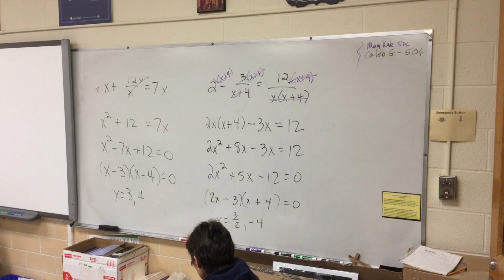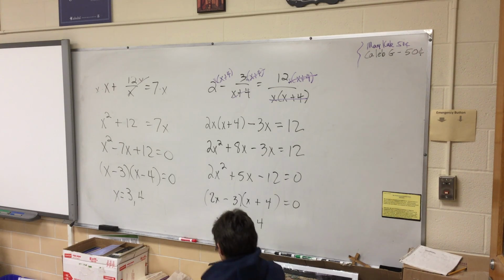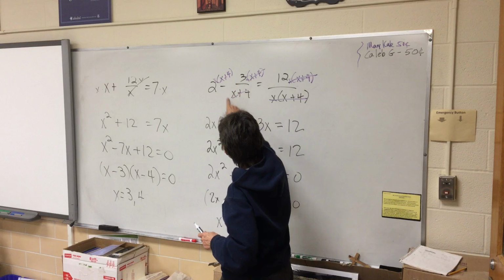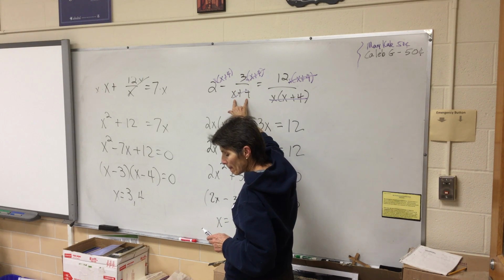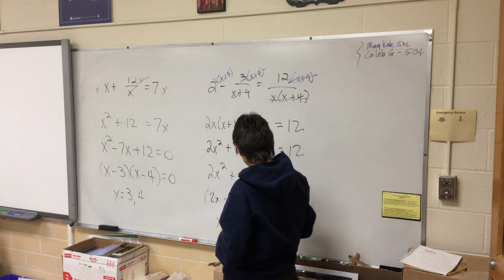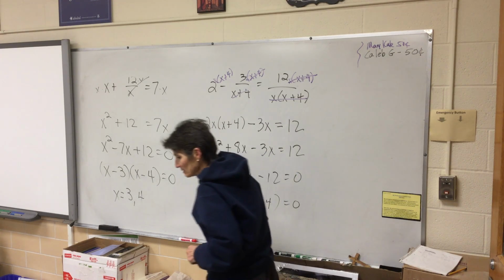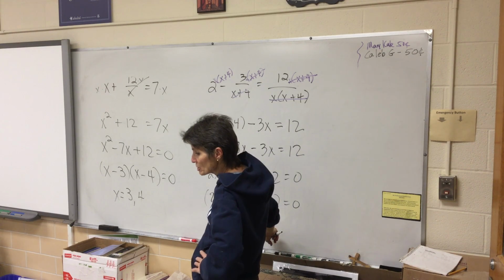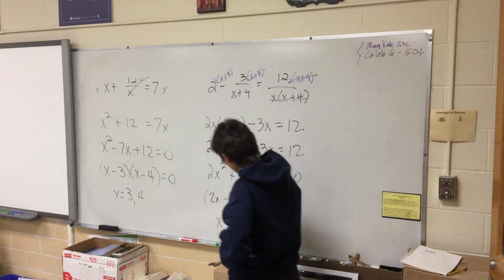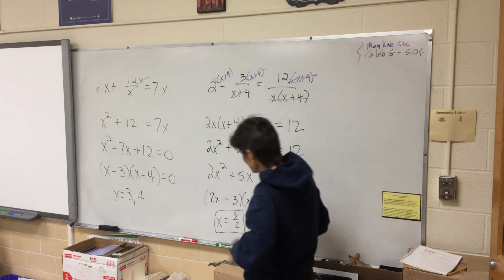What cancels out? Well, what do you mean cancels out? What does it put down here in the denominator? If I put a negative 4 right here, what does that equal? 0. Yeah, exactly. So this is what we call an extraneous root. And the only answer to the problem is 3 halves.